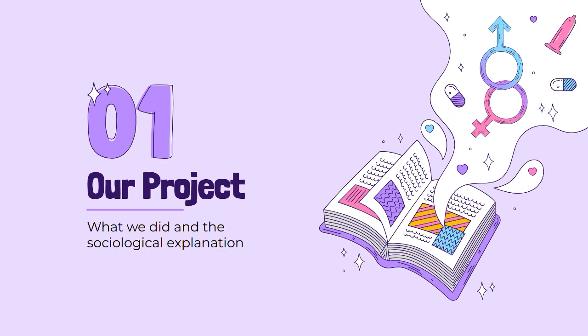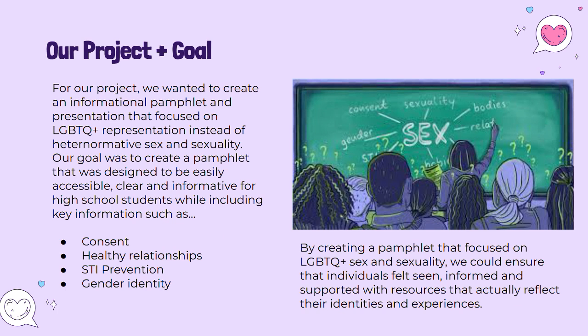So first off, let's start with our project, what we did, and the sociological explanation. For our project, we wanted to create an informational pamphlet and presentation that focused on LGBTQ+ representation instead of heteronormative sex and sexuality. Our goal was to create a pamphlet that was designed to be easily accessible, clear, and informative for high school students, while including key information such as consent, healthy relationships, STI prevention, and gender identity. By creating a pamphlet that focused on LGBTQ+ sex and sexuality, we could ensure that individuals felt seen, informed, and supported with resources that actually reflect their identities and experiences.